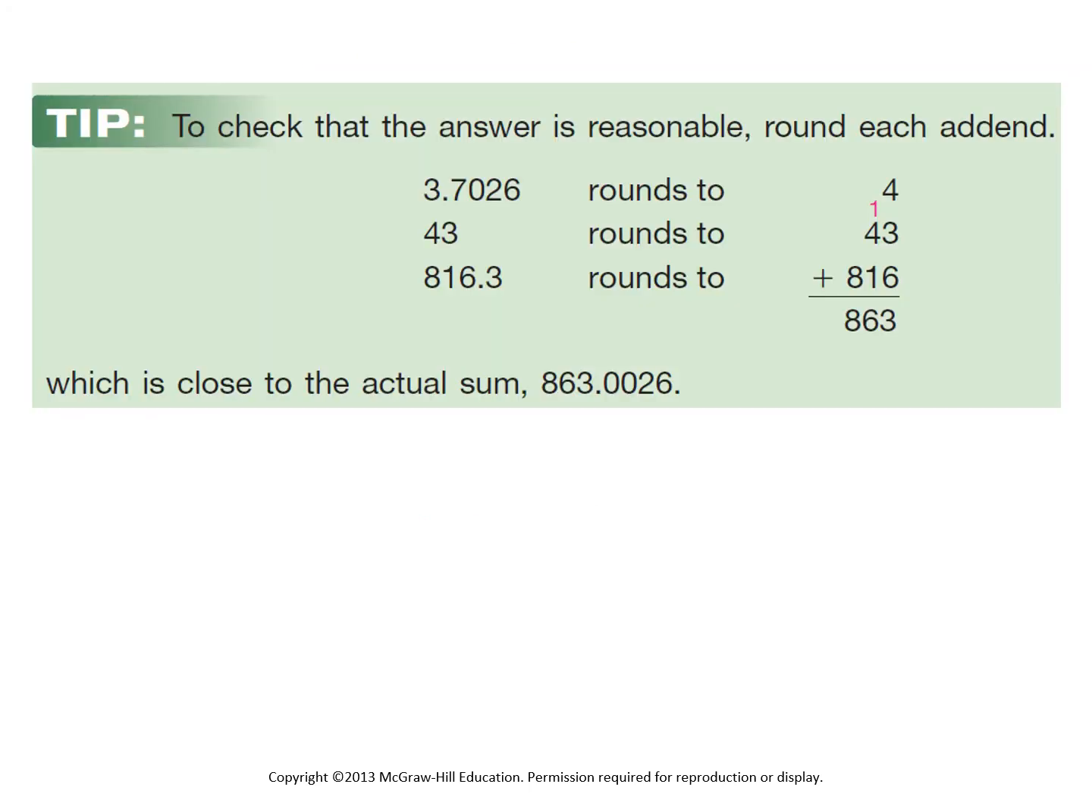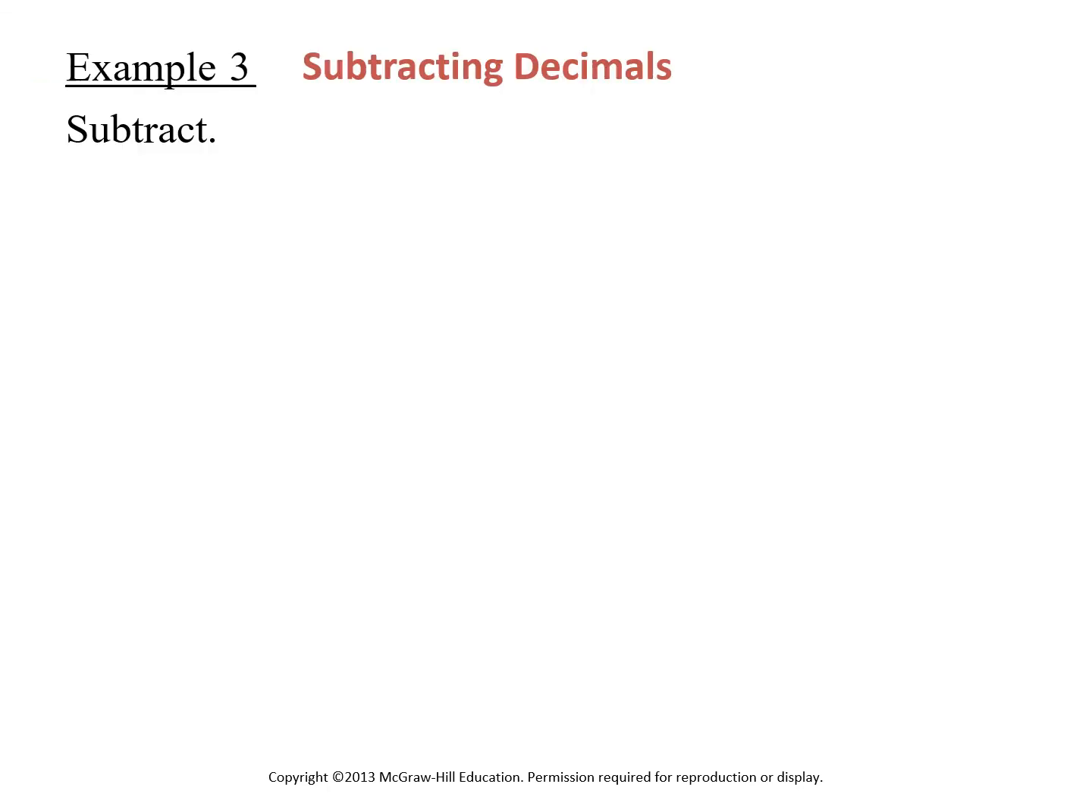Here's a tip. To check your answer is reasonable, you could round each of the addends to the nearest whole number. So 3.7026 is approximately 4, plus 43, and in this case 816. And so when we look at the actual sum, the estimated sum is quite close to that. So we always want to make sure our answers make sense.